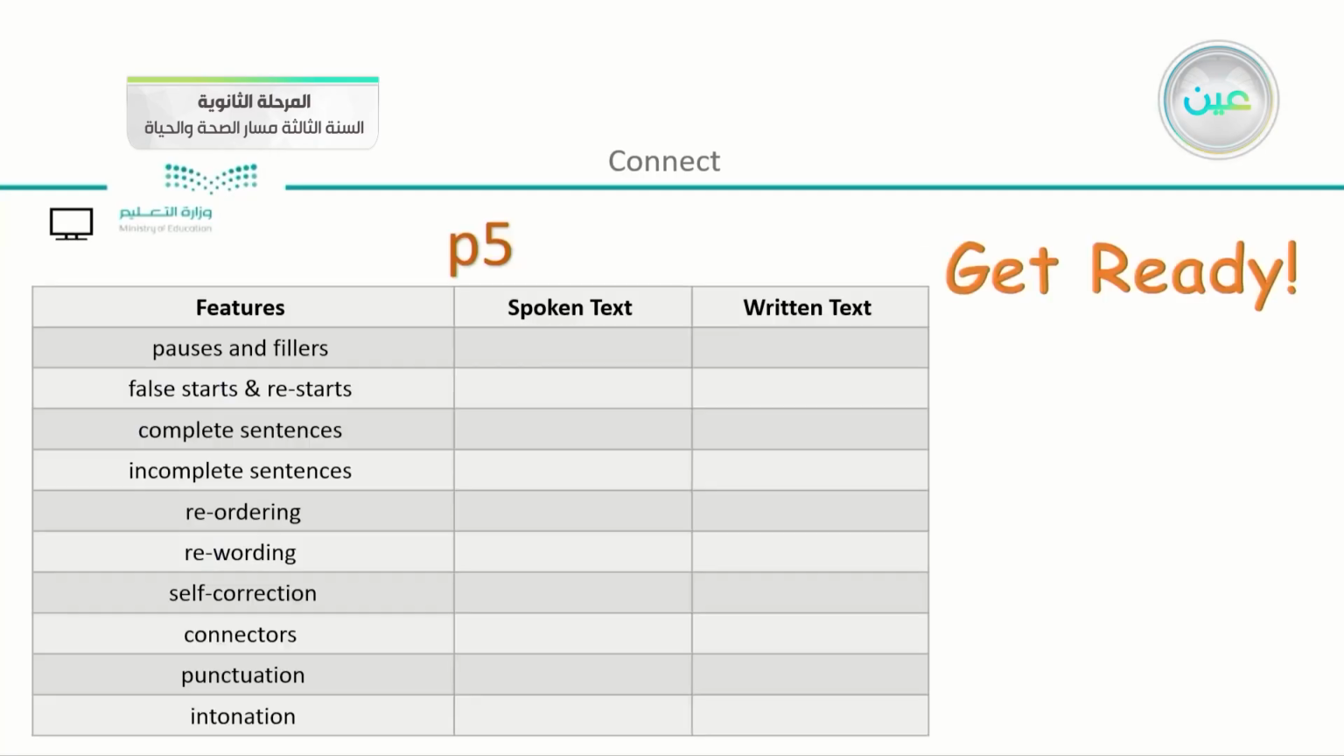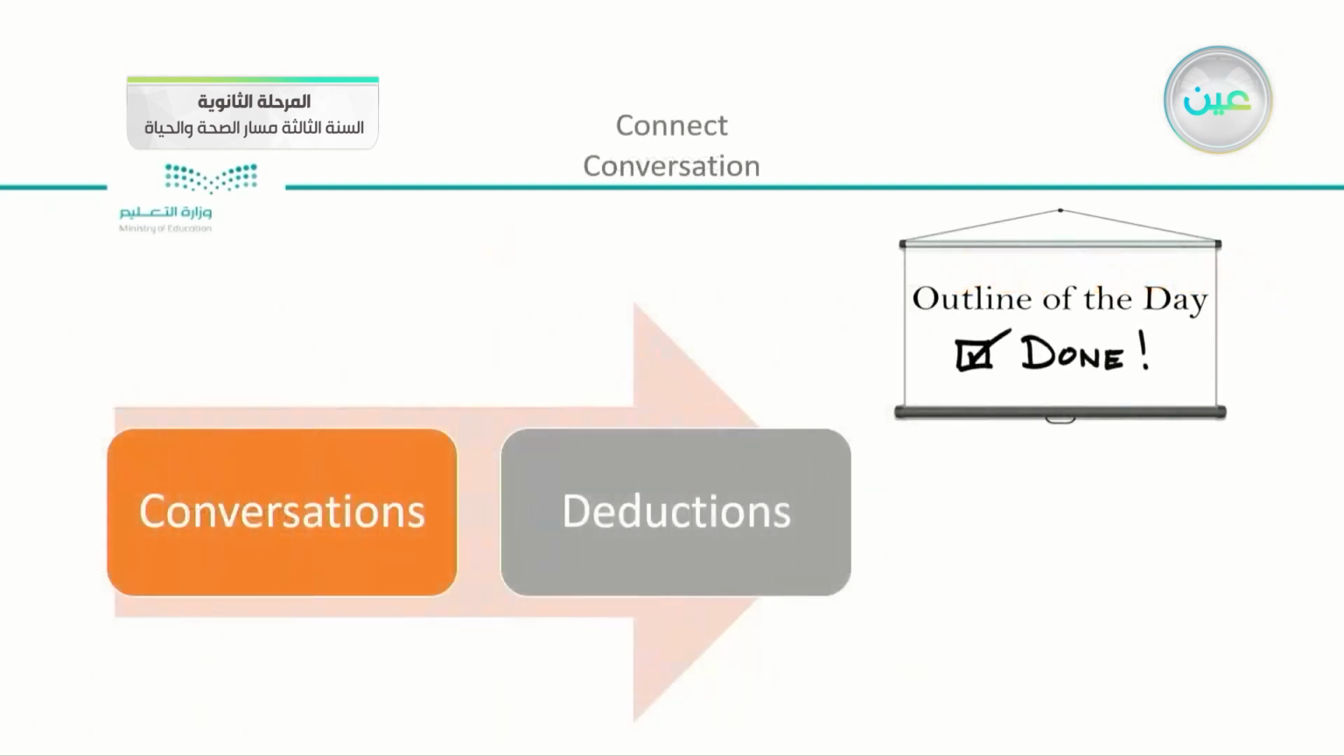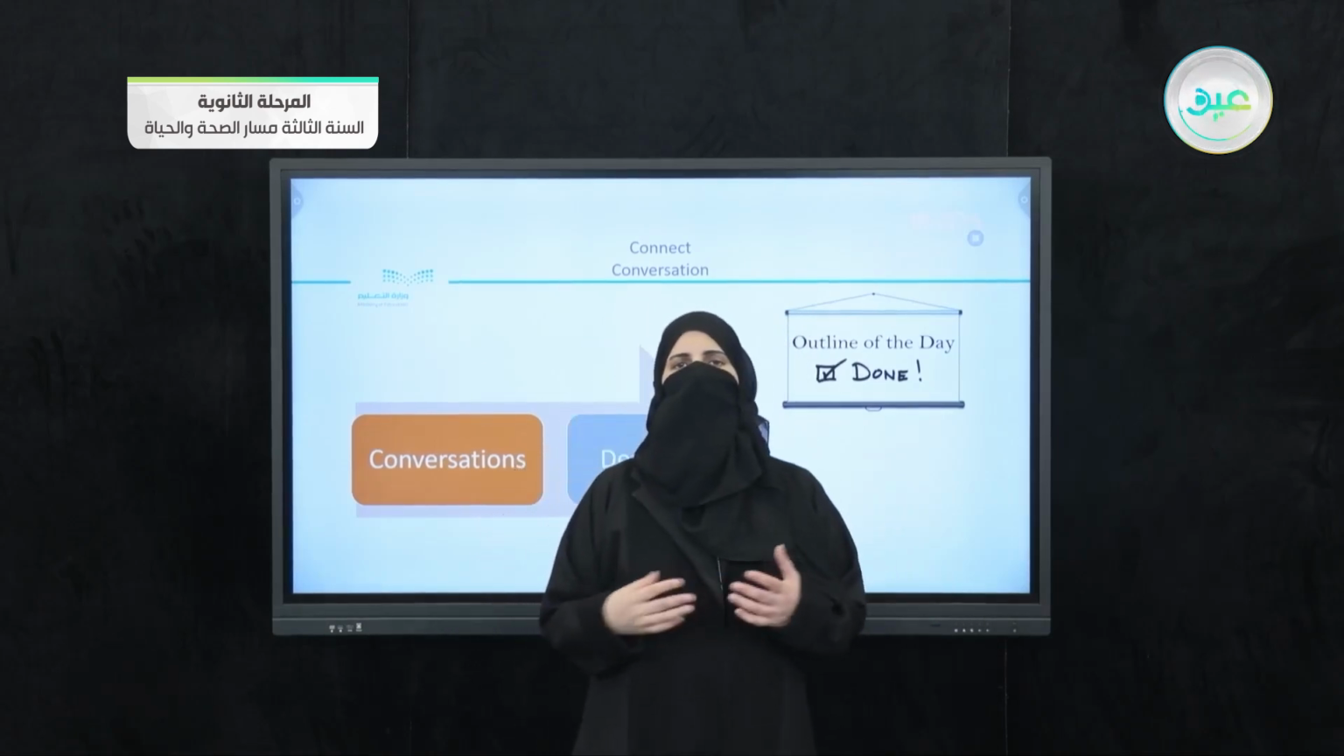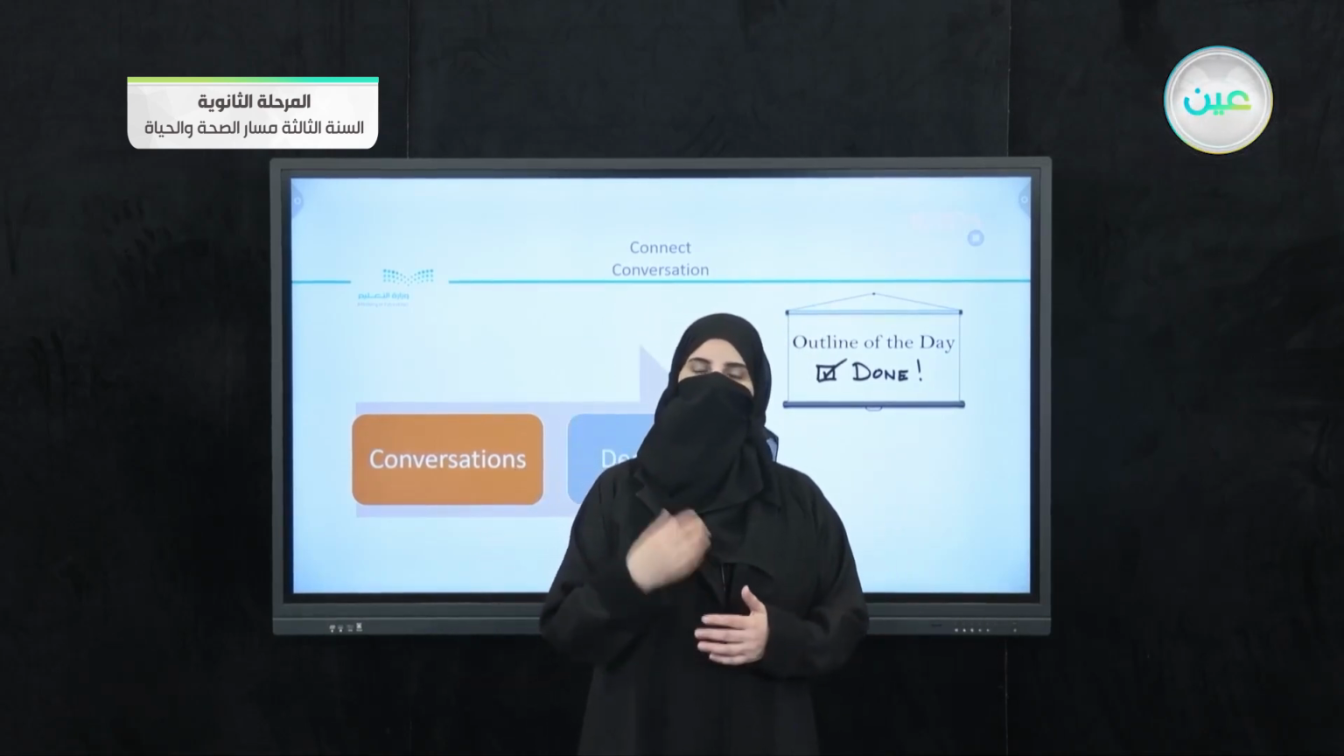So what's next? You can see on page number 5, just to take a look here, we can see that there is an interesting table here. Now there are lots of features, and we have your spoken and written. So this is something that we are going to discuss in our next lesson, so get ready. At the very end, you can see that we have your different conversations. We gave different examples, and of course, many deduction phrases we used throughout the lesson.